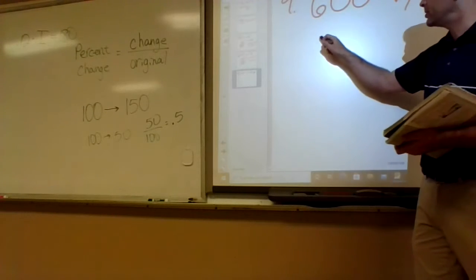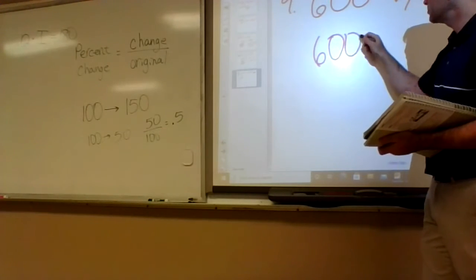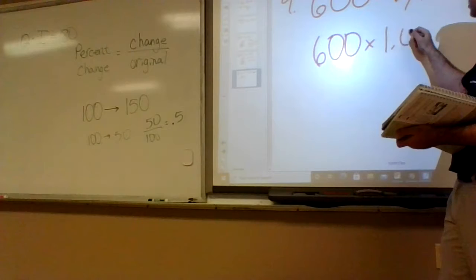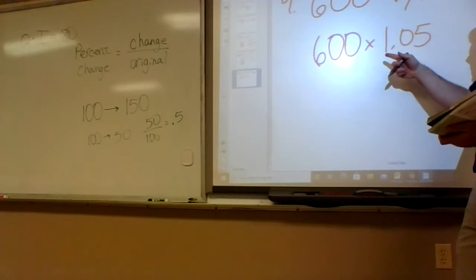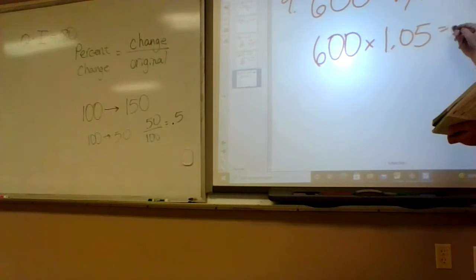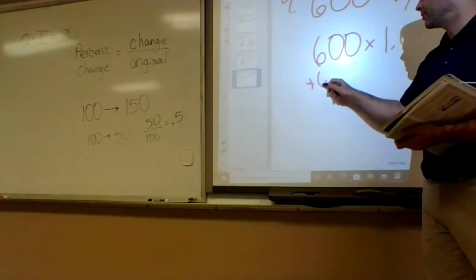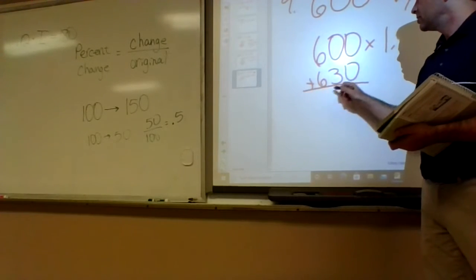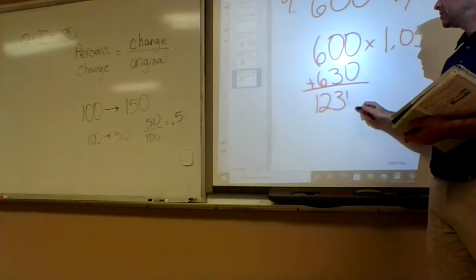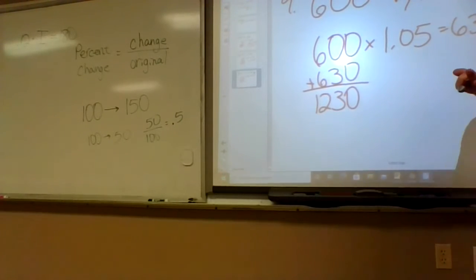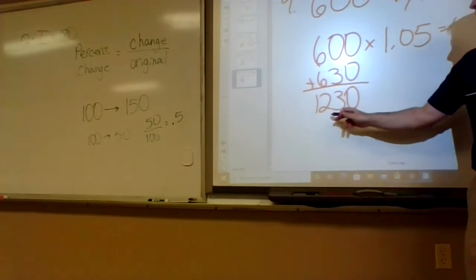Okay, tell me what to do. 600 times 1.05. And 630. Plus. Right. This said increase, so make sure you read carefully. Some of them say decrease. They jump back and forth. 1,230. Yeah. If it increased by 100%, it would be 1,200. So this is a little more than 1,200, so that makes sense.